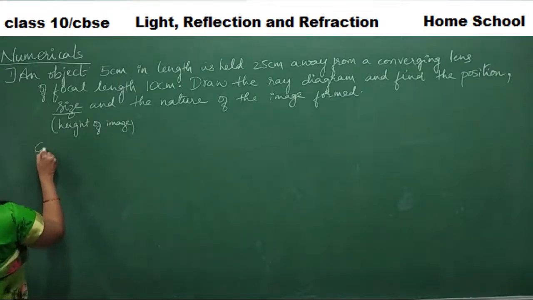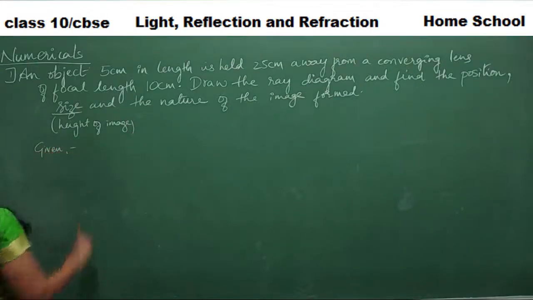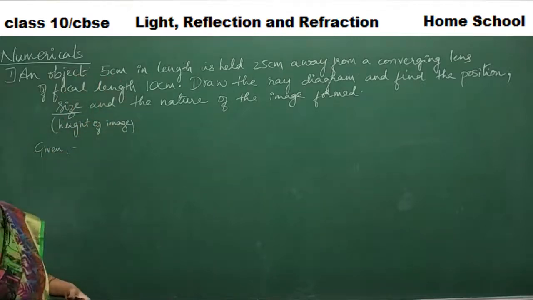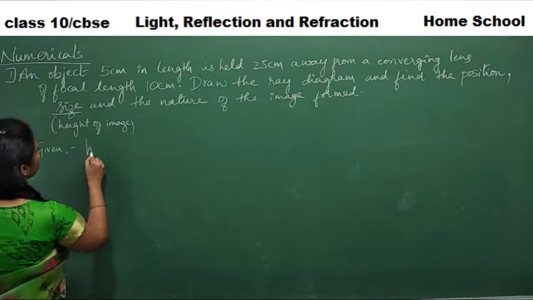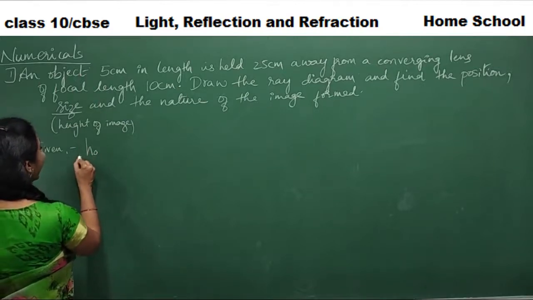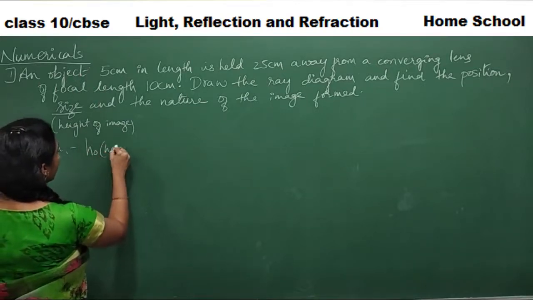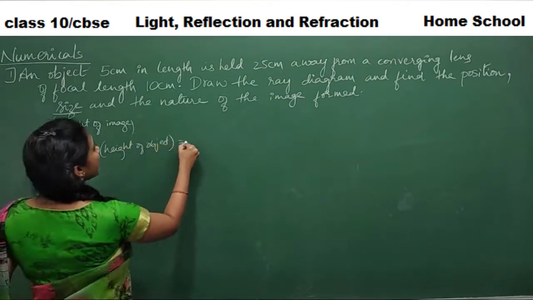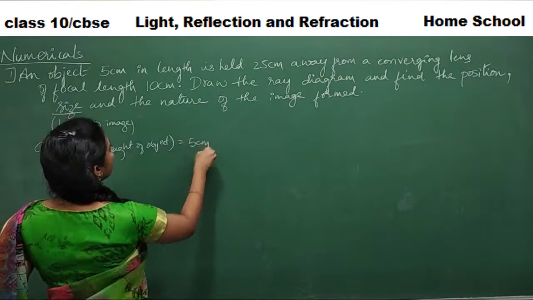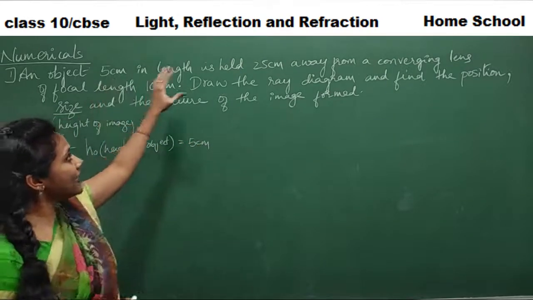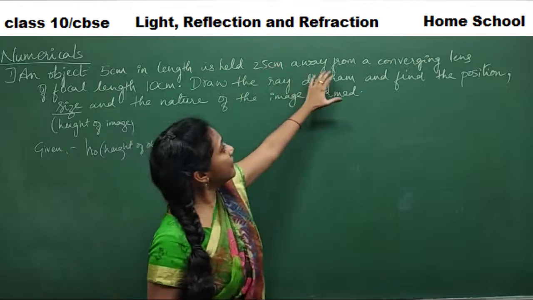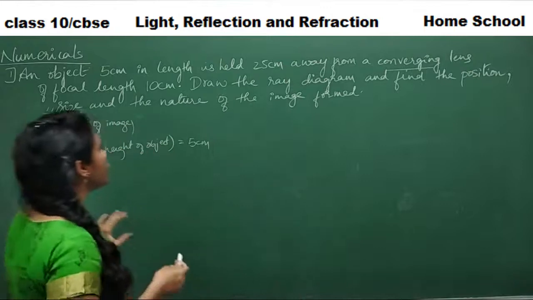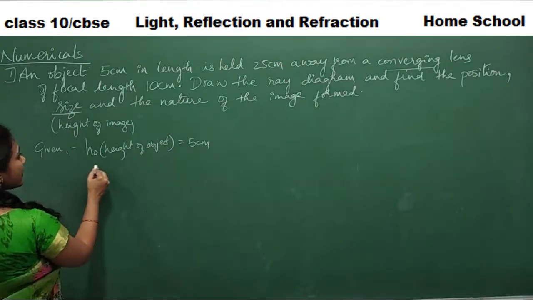Let us list out what information is given here. Let us write the given information. What is the given information? Object of 5 centimeter in length. That means HO, which is nothing but the height of the object, is given. How much? It is 5 centimeter. And this object is held 25 centimeter away from the converging lens. Clear?